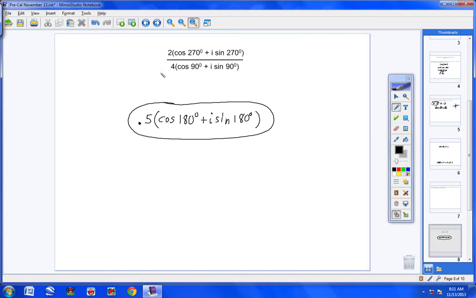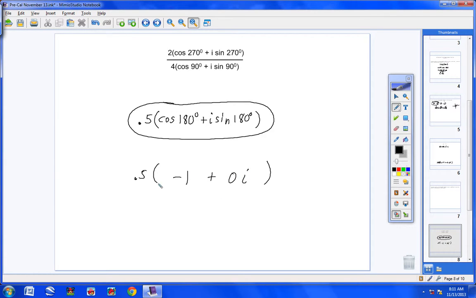Okay, so when these numbers are written in trig form, it's a lot easier to divide. And you say, what if I wanted that in standard form? No big deal. Just simply, very quickly, this is so easy. If you wanted this in standard form, you learned this yesterday. Just take the cosine of 180, and the cosine of 180 is -1, and then take the sine of 180, and you would get 0.